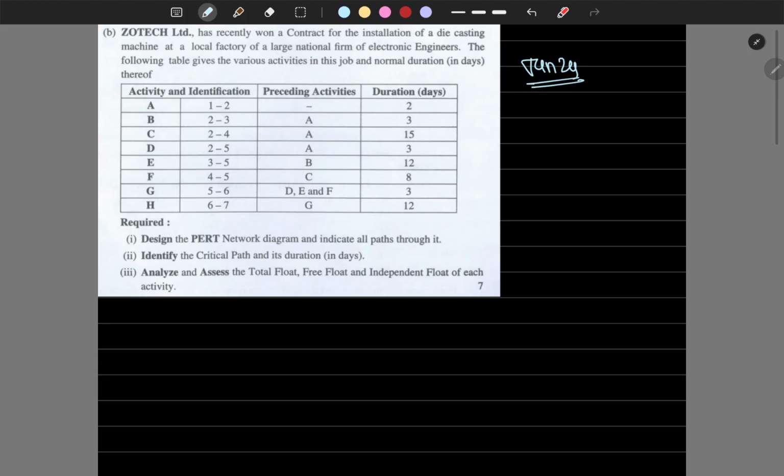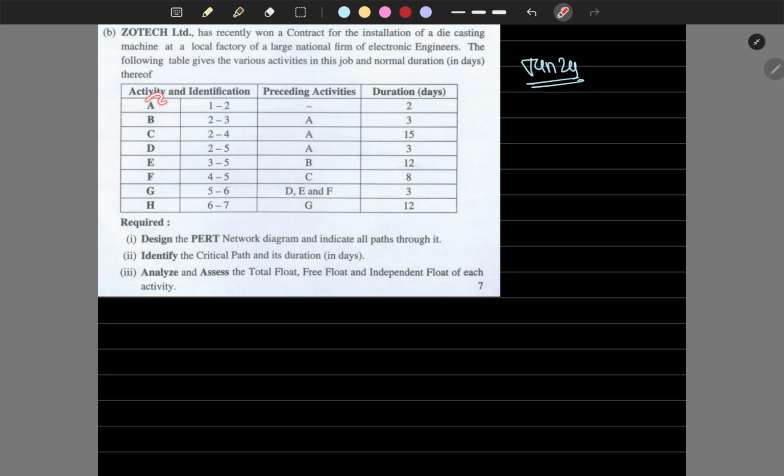In the question, they have said Zotec Limited recently won a contract for installation of die casting machines. They are installing the die casting machine at the local factory of a large national firm of electronic engineering. The following table gives the various activities in the job, their normal duration, and the preceding activity.